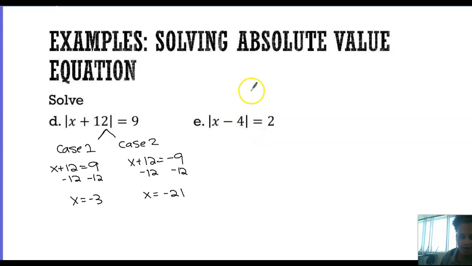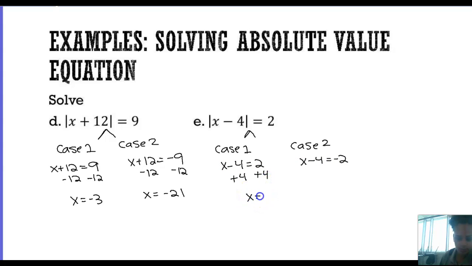Again, here we have our problems already isolated, so let's take our two cases. For case 1, we're going to have x minus 4 equals +2. For case 2, we're going to have x minus 4 equals -2. Solve them both. Add 4 to both sides, so I get 6. Add 4 to both sides, and I get 2. You can plug it back in and check.